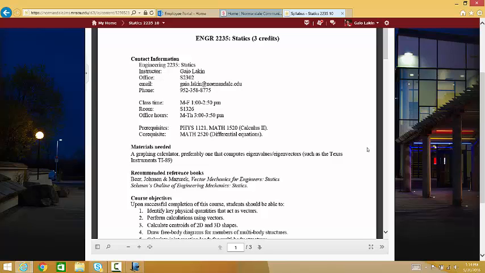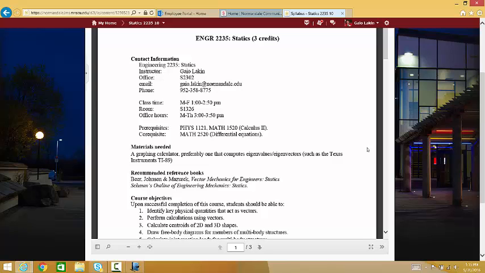So there's 2 recommendations. One is the textbook that they use at the U, Beer, Johnson, and Mazurek. And you can use any edition of that. Basically, they're all the same, except they just change the problems around to try to make you spend more money each semester. And then Schaum's Outlines for Engineering.